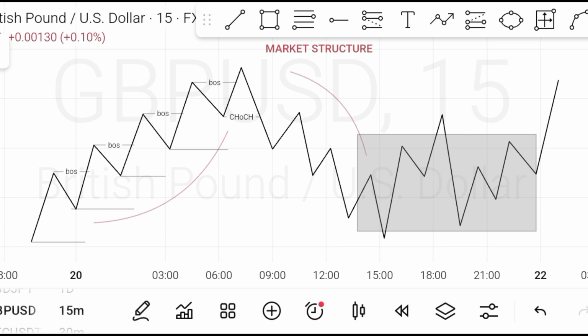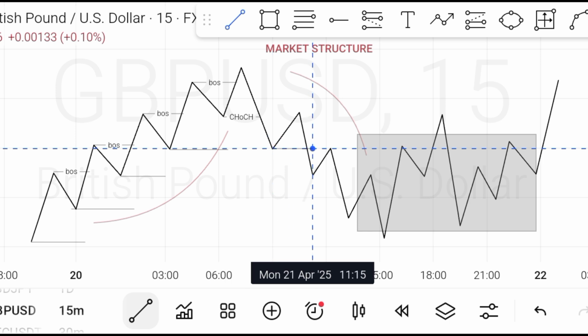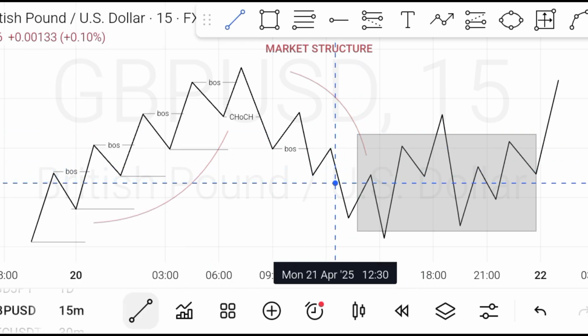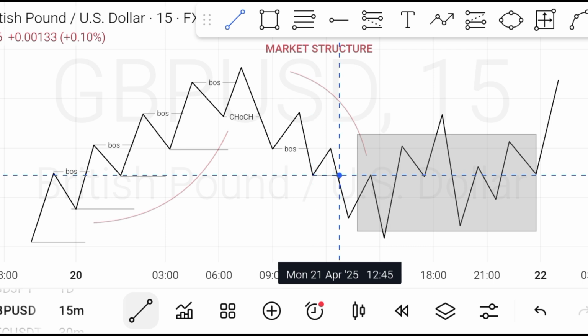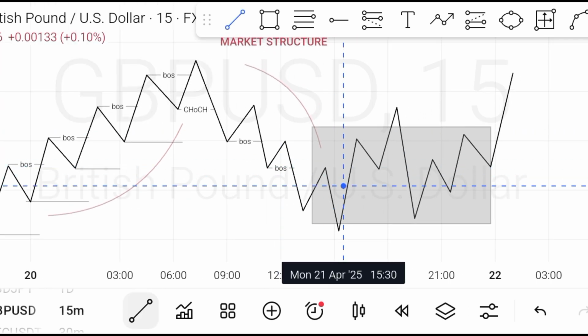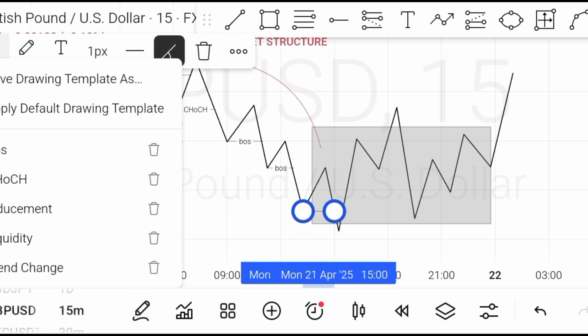So this is now a change of character, because price has now broken the protected low. Once you see a change of character like so, what you should be doing is selling, and now you have break of structure. Break of structure is only the continuation, pullback, continuation, break of structure, and this thing keeps happening every time in the market. So that's it basically.